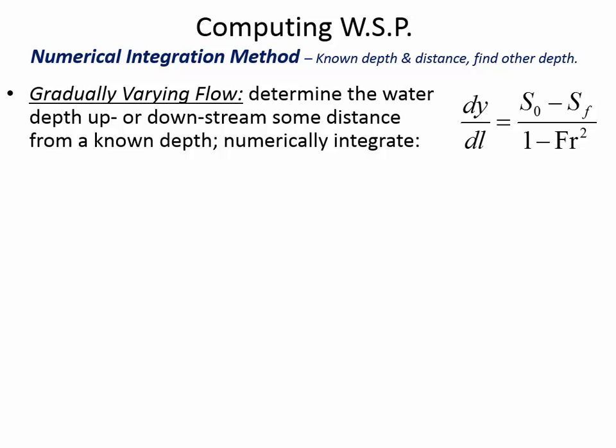What it's doing is it's starting with the process equation for gradually varying flow. And remember that this just describes the changing water depth at a point.